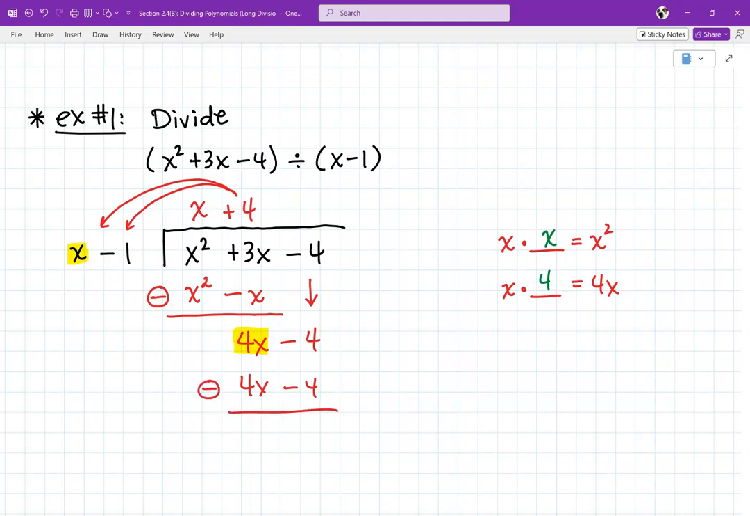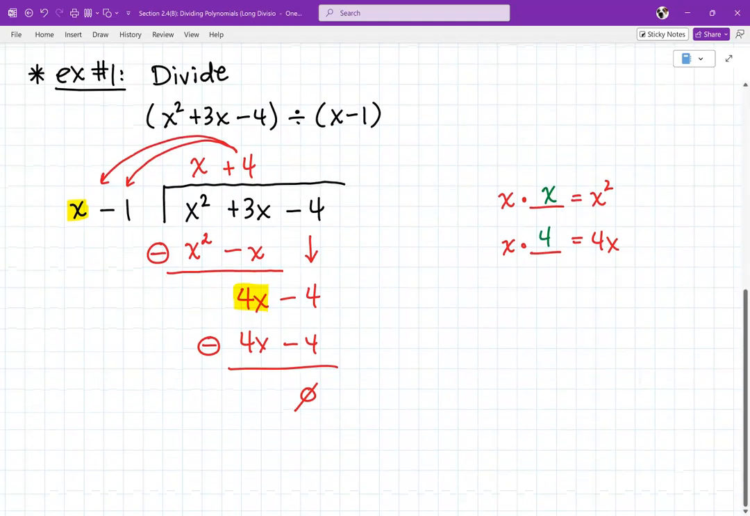Whatever I get at this point is going to be my remainder because I've run out of numbers to put in. Okay? So 4x minus 4x is 0. What's negative 4 minus a negative 4? That's also 0, right? They cancel out.